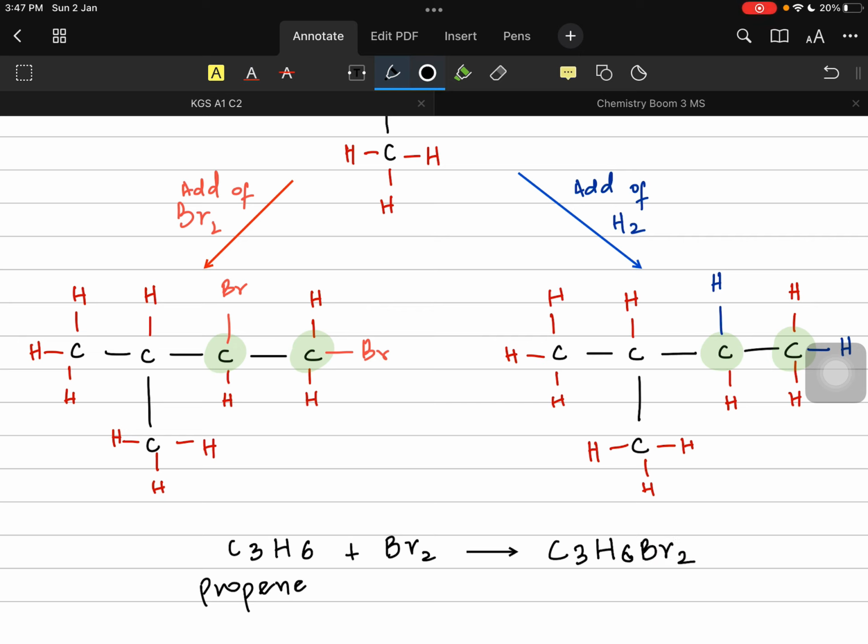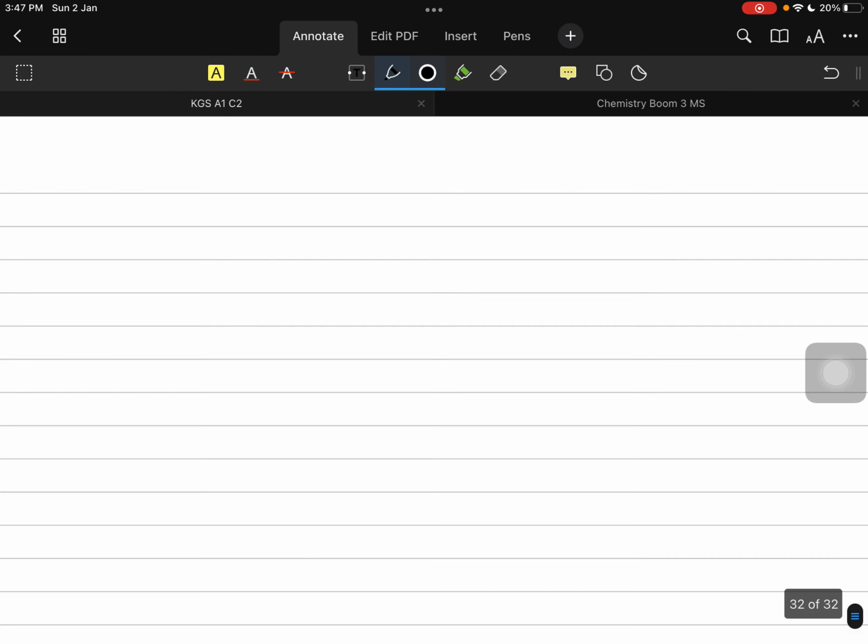It's an addition reaction, right? So in addition reaction you don't lose anything. You just add new stuff. So it's not loss of any hydrogen. In substitution, you used to have a leaving hydrogen, but right now there's no leaving hydrogen. You just add two new bromine atoms.